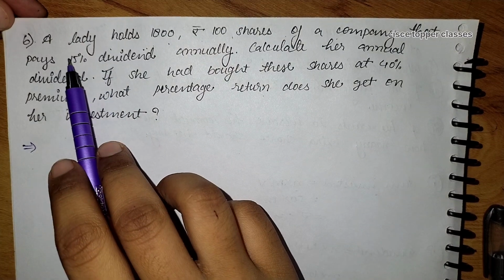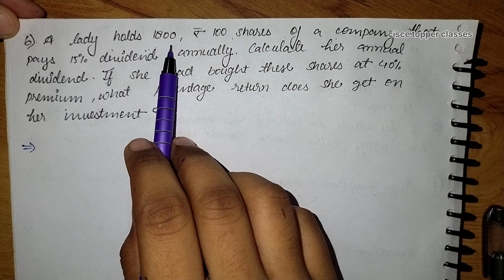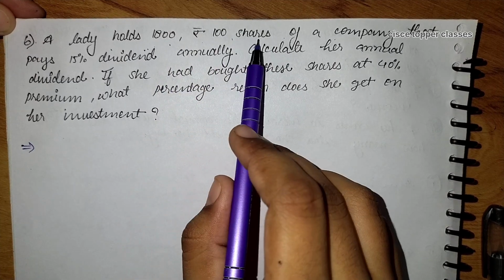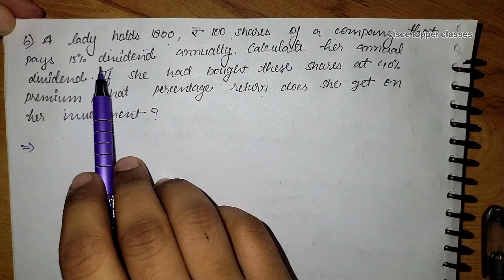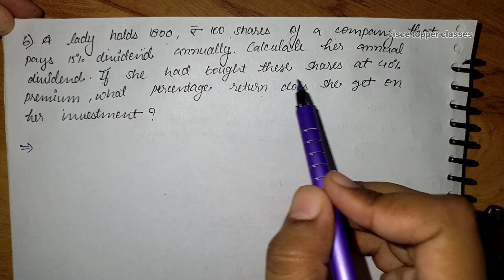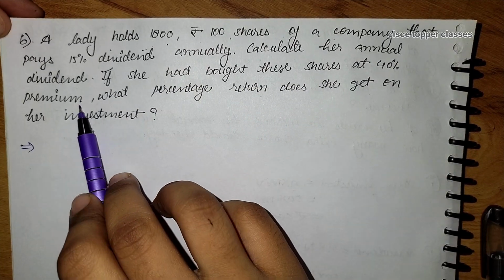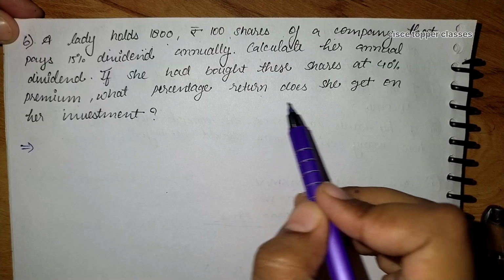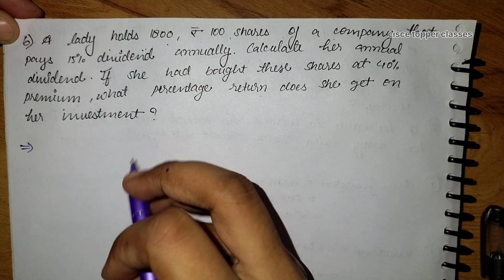Now let us solve here question number 6. A lady holds 1800 of rupees 100 shares of a company that pays 15% dividend annually. Calculate her annual dividend if she had bought these shares at 40% premium. What percentage return does she get on her investment?